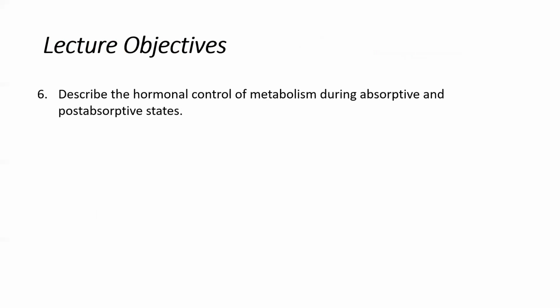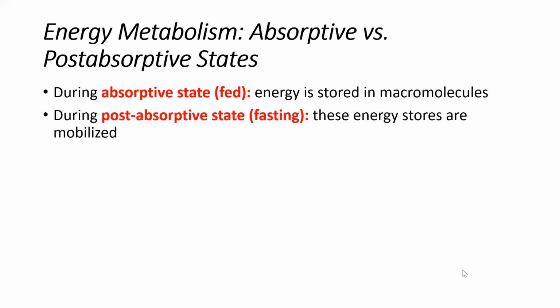All right, number 6 here, so our 6th objective we're going to introduce here briefly. This is to describe the hormonal control of metabolism during the absorptive and post-absorptive states, okay? So when we speak about energy metabolism, it's really important to think about the 2 main states of that metabolism and how we can regulate that. So there is the absorptive state, and then there is the post-absorptive state.